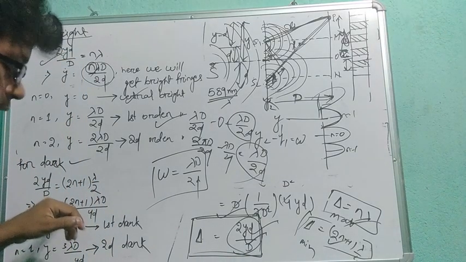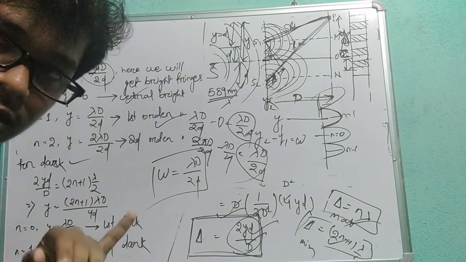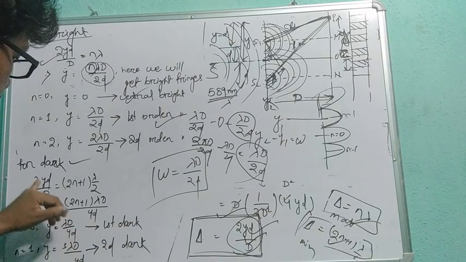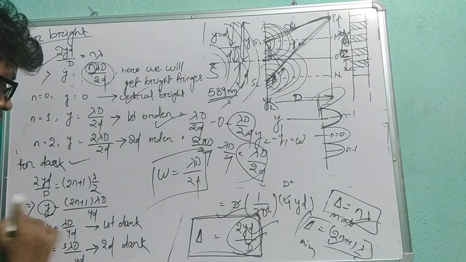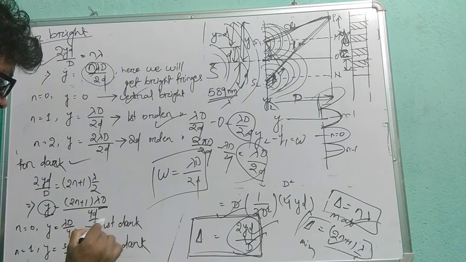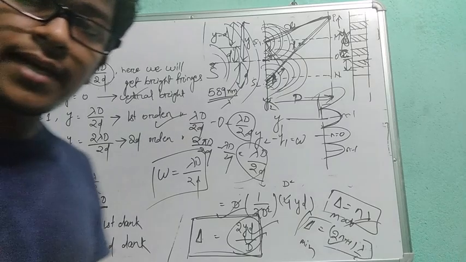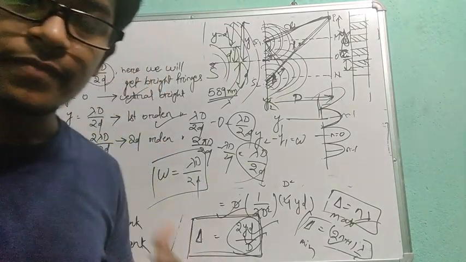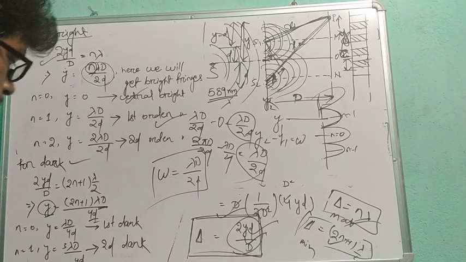So here I got one more expression for y, and I kept y here and I took all the terms this side. Same thing. This is known, this is known, n is unknown. That is giving us the order, which order the bright or dark is going to be.